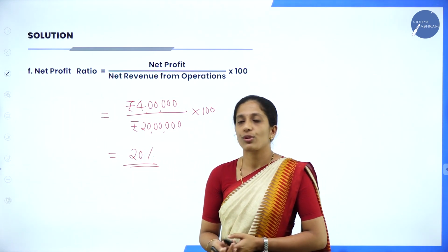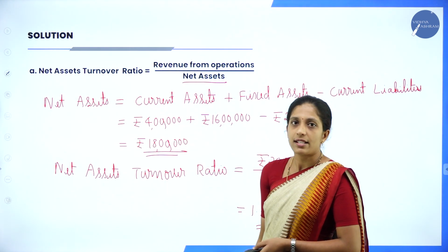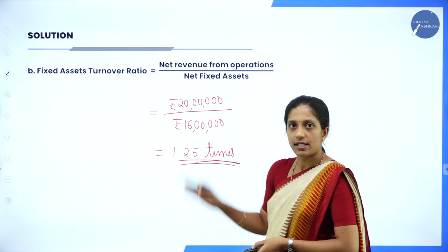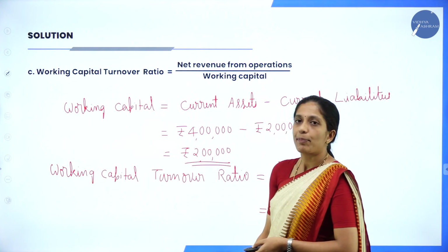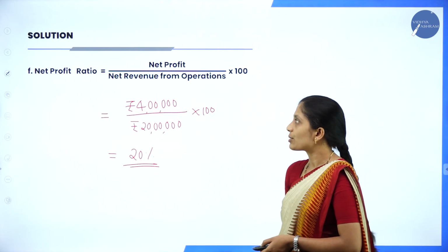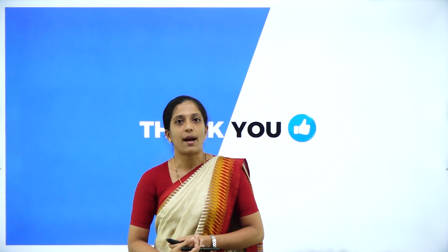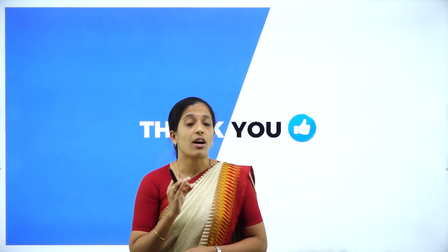So what are the ratios you had to calculate in this question? We had calculated net assets turnover ratio, fixed assets turnover ratio, working capital turnover ratio, gross profit ratio, operating ratio as well as net profit ratio. My dear students, hope you have understood this chapter. Very easy chapter. You just have to know the formula and how to apply it. Easily you can score 12 marks.